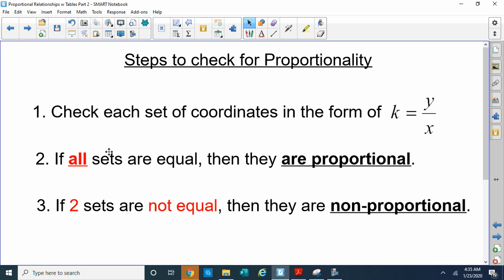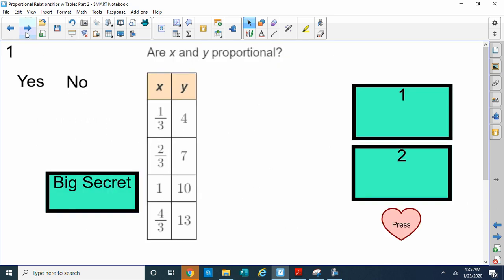Step 2, if all sets are equal, then they have to be proportional. So all of the fractions y over x will be equal. So if two of the sets are not equal, or more, they are not proportional. So that's how we're going to tell. So let's look at our first question here. And we have the x column here and the y column here. So we're going to set up our fractions.